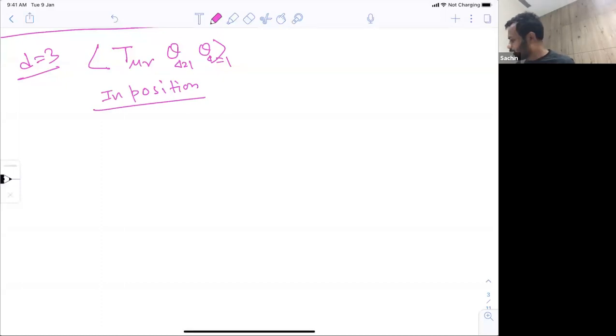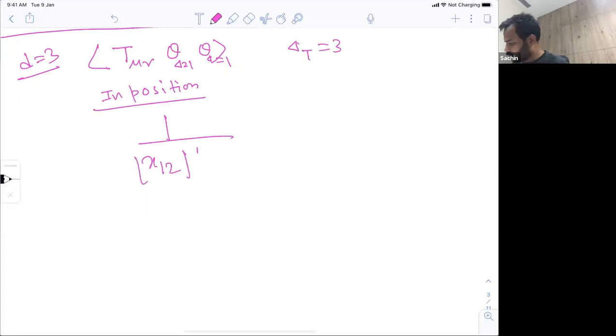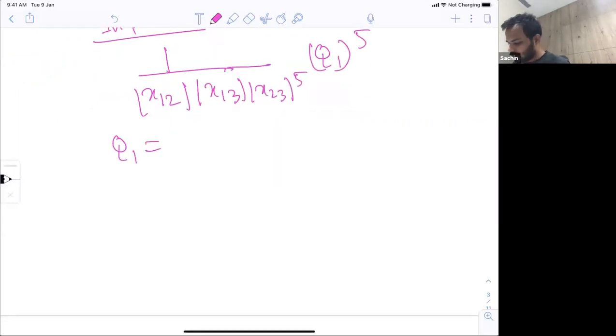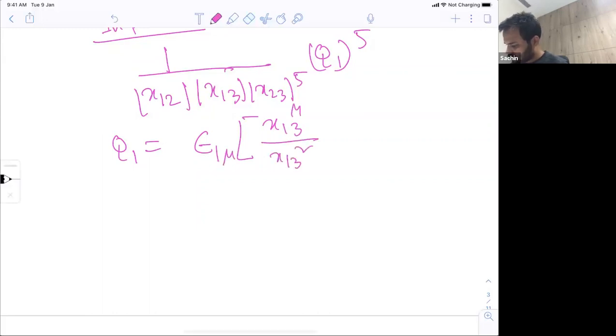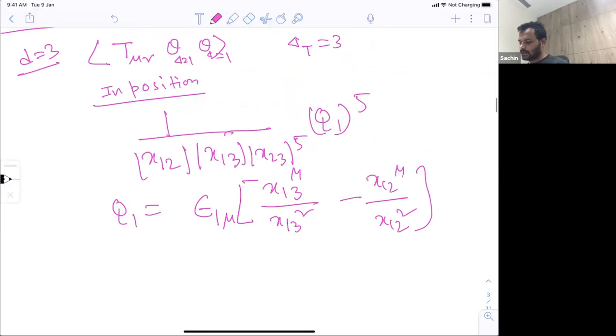the answer is actually very simple. And there are various places where it has been given, including Giombi's paper and other people's papers. So for delta equal to 1, you can calculate that it will turn out to be mod x12, mod x13, mod x23 to the power 5, with Q1 to the power 5, where Q1 is some quantity which looks like this. Okay, so this is the T theta theta in position space.